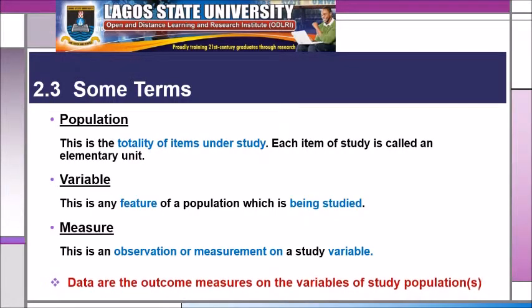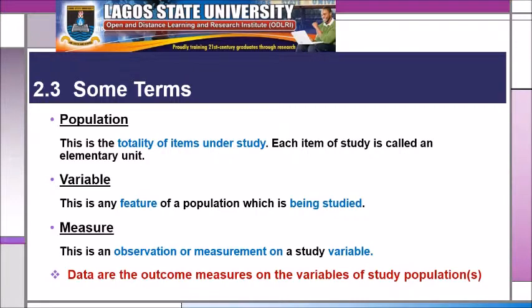Recall that we defined data earlier as basic facts required for a study. But here now, we are going to redefine data. Data are the outcome measures on variables of study population or populations.